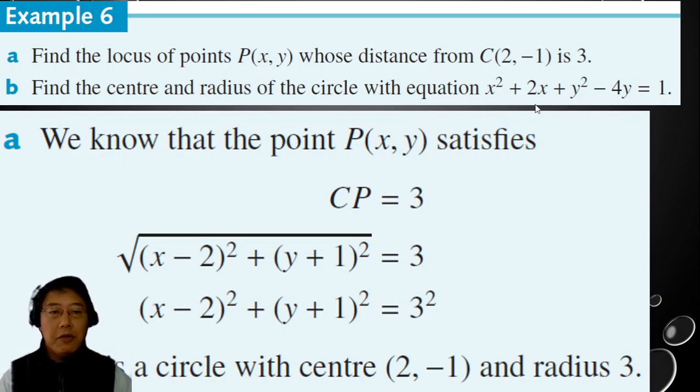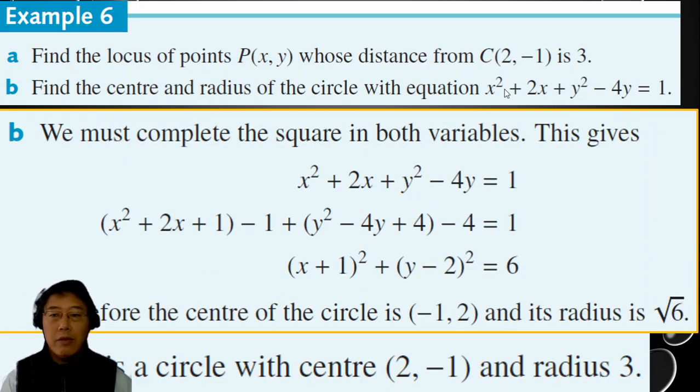With part B, you have a different equation. It's not in that format of the locus of a circle. So here you will have to complete the square on both variables. You do that respectively for the x and y. Attempt the working out yourself. Any remaining terms, so you have -1, -4, we'll move across to the right hand side. That gives you a +6. And by square rooting that, you get the radius of √6. Here you have the coordinates of the center, -1, +2, which you have down here.